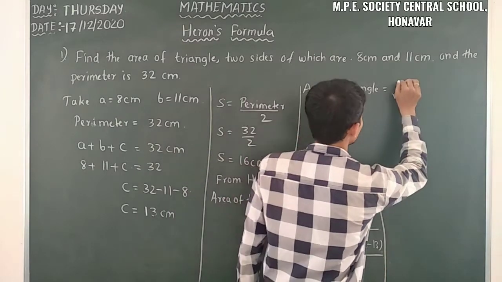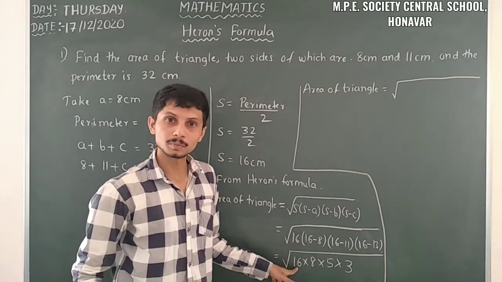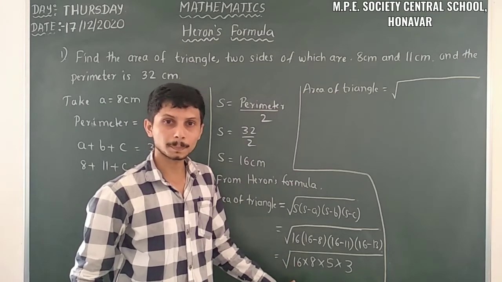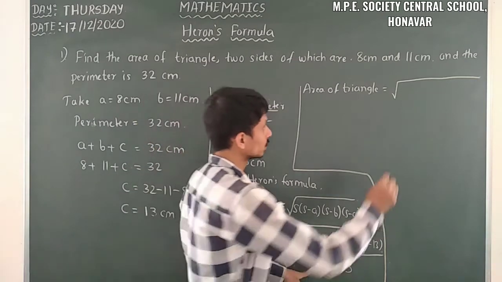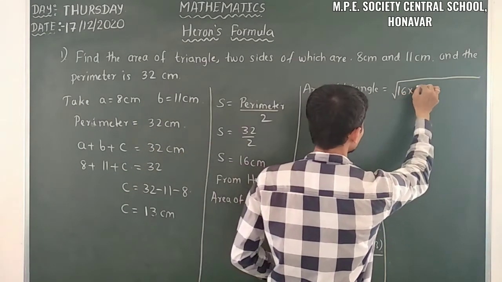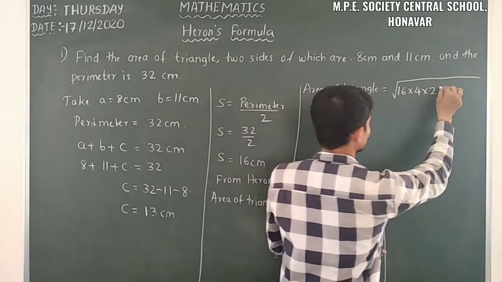So here, 16 can be written. 16 is a perfect square, so keep it as it is, no problem. And 8 can be written as 4 into 2. So 16 into 4 into 2 and 5 into 3.